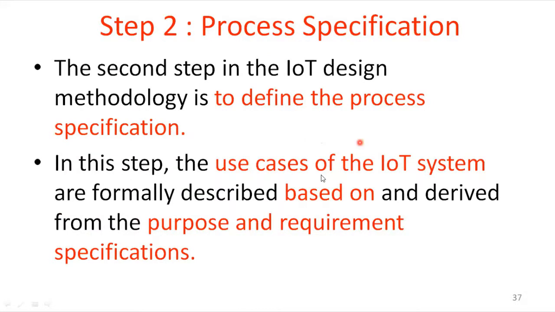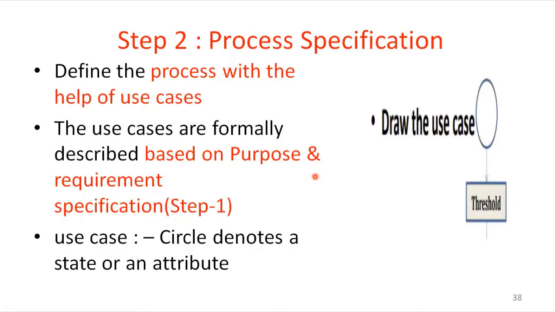In this process specification, you have to design the use cases for the IoT system. That means you have to define some of the actions for this system. What are the actions here? How can you represent these actions? Here you represent the process with the help of use cases. Here the use cases may be denoted by a simple circle or it may be an attribute.